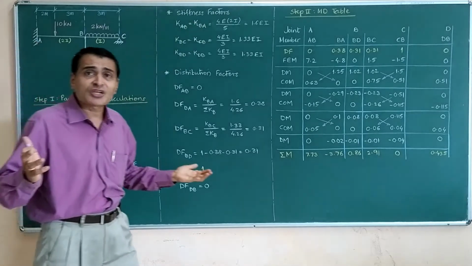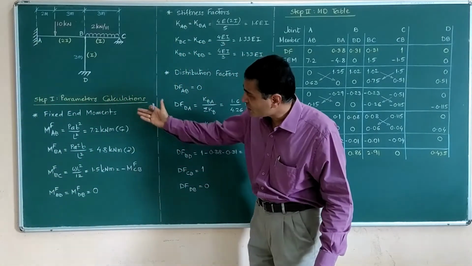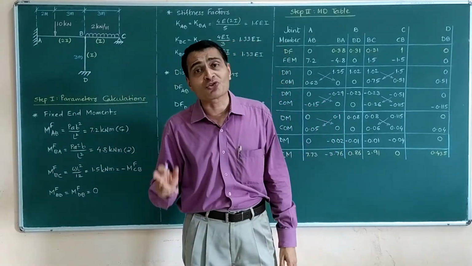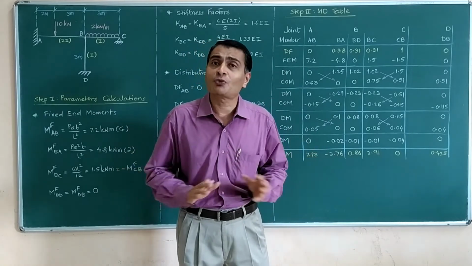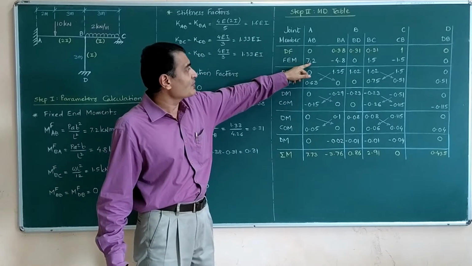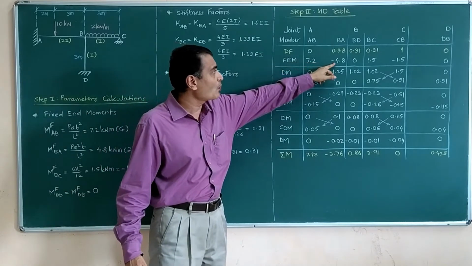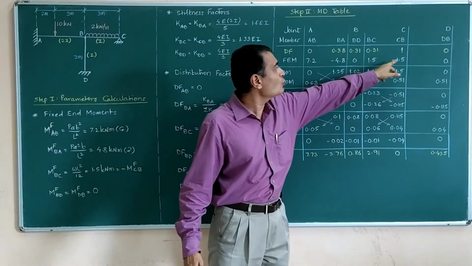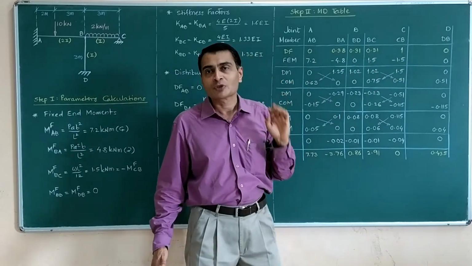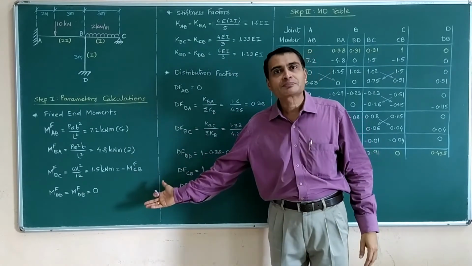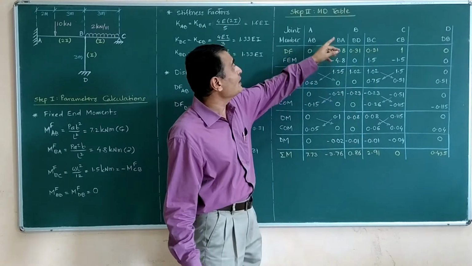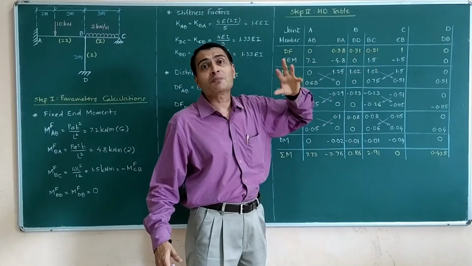Next step, fixed end moments. For that I am choosing my values from here. Anti-clockwise as per sign convention positive, clockwise as per sign convention negative. So I am simply writing fixed end moments 7.2, negative 4.8, 1.5, negative 1.5, 0, 0. You can confirm from here. Again, please do take care that it is BA, BD, BC and not BA, BC, BD.